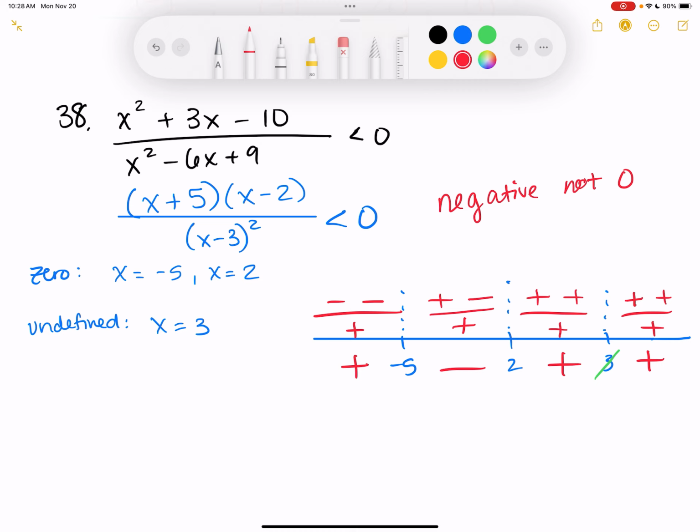All right. So I care about where it is negative. So what interval am I on? -5 to 2. Including or not including? Not including. Yep. So -5 to 2 would be the solution for this one.